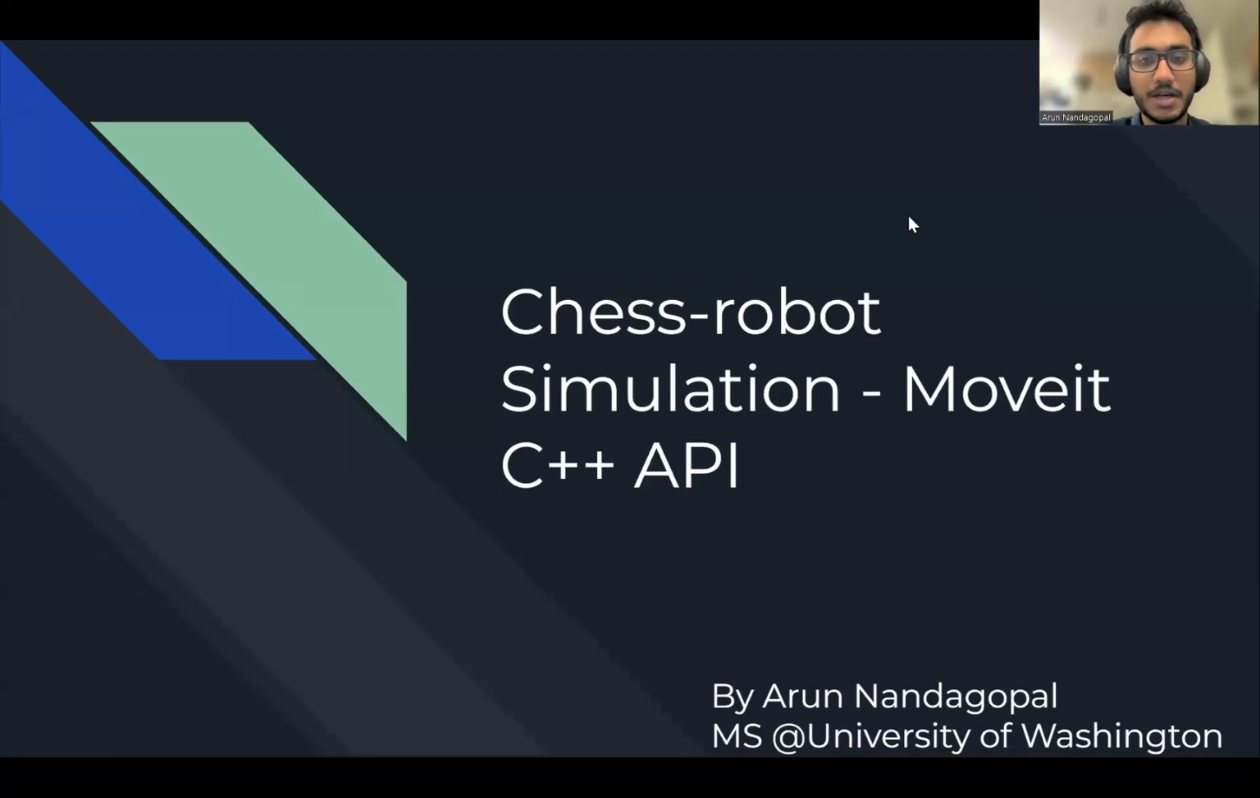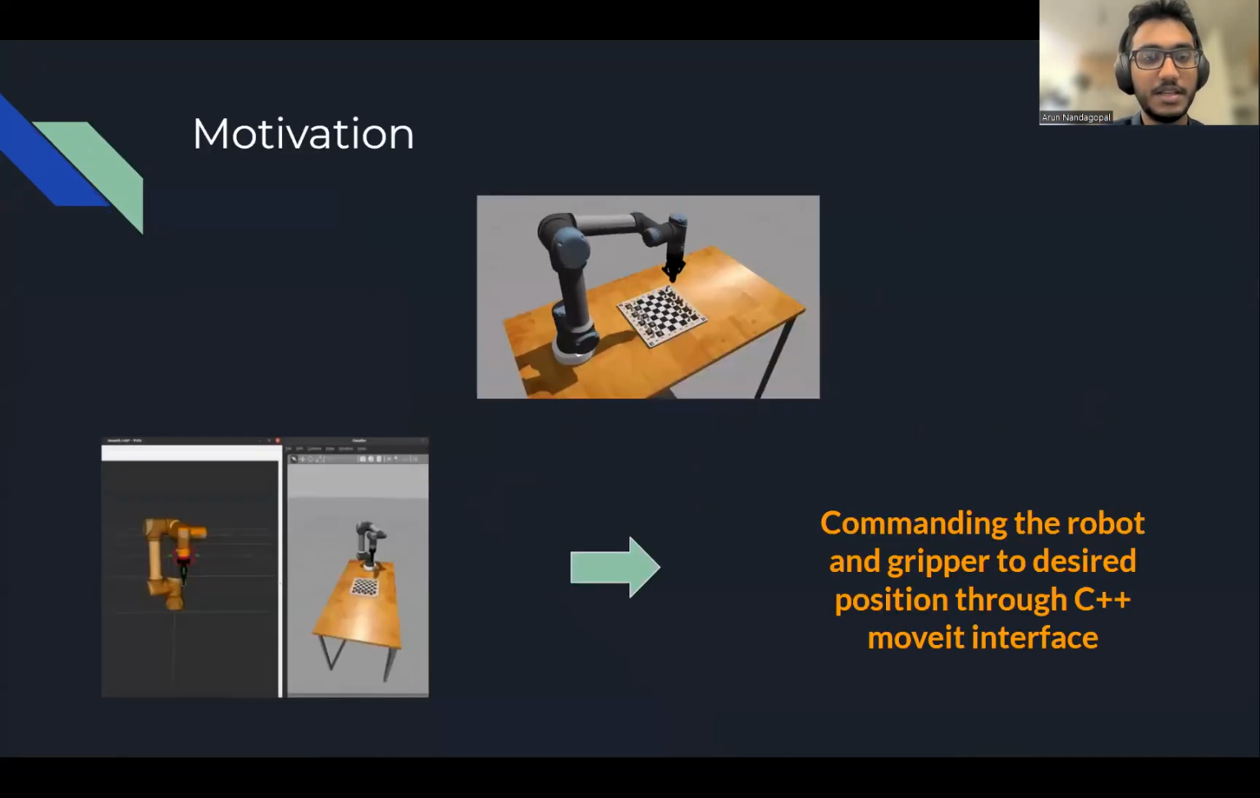Hello everyone. Today I'll be going through the chess robot simulation series, where I focus on how we implement the MoveIt C++ API to control the robot and the gripper. The motivation here is that in the previous video we had moved the robot to a desired location, but we had done that using RViz.